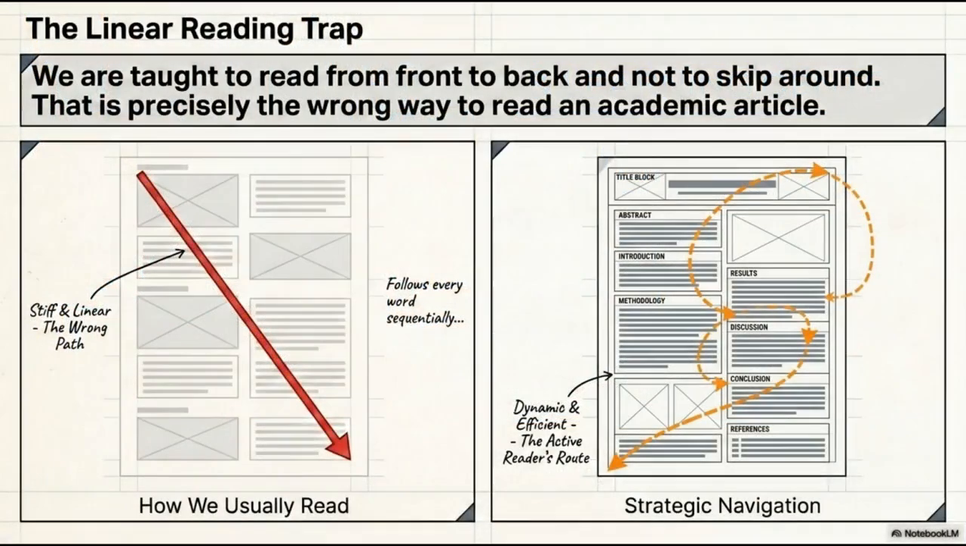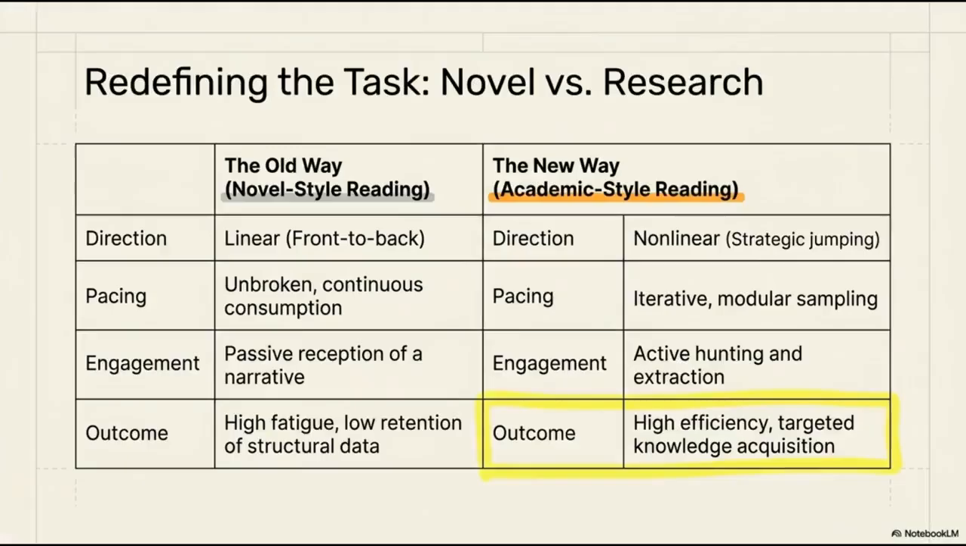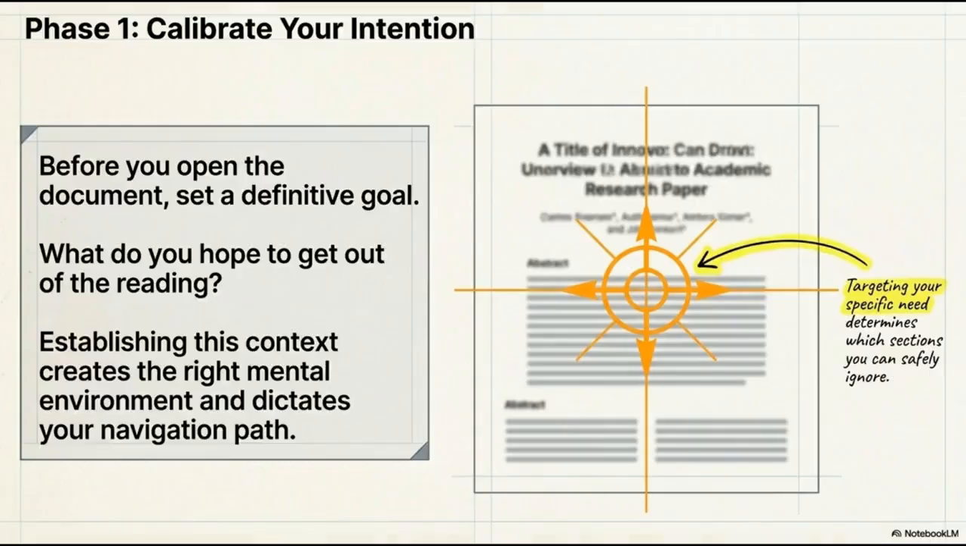Now here's the thing about reading academic articles. We are taught to read from front to back and not to skip around. While that's perfect for a novel, it is precisely the wrong way to read an academic article. The best way to read an academic article is through strategic navigation or a buffet style. So we're going to turn academic reading into a nonlinear, active, highly efficient, targeted exploration of an article.